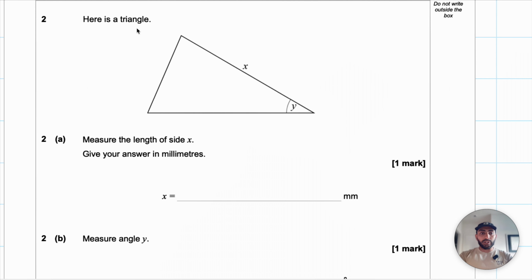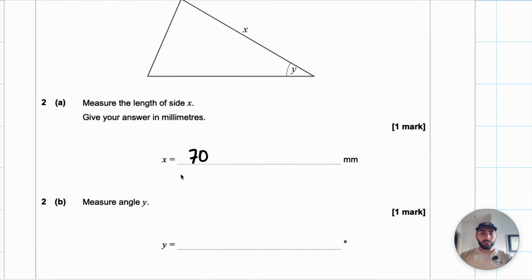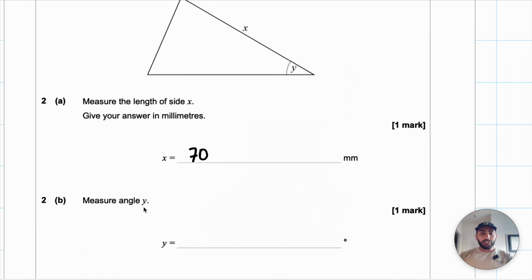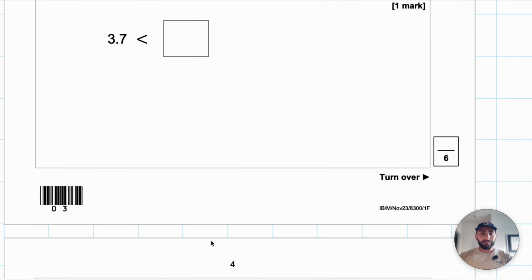Question 2. Here is a triangle. Measure the length of side x, give your answer in millimeters. So you're measuring this side and you should have an answer of 70 millimeters. You can have between 68 and 72 for that answer. Part B, measure angle y. For this angle, you could have 32 degrees, but you could have anywhere between 30 and 34 degrees.